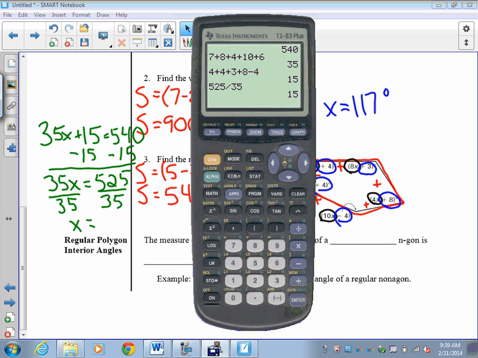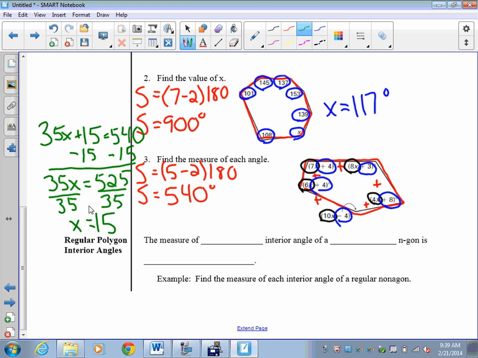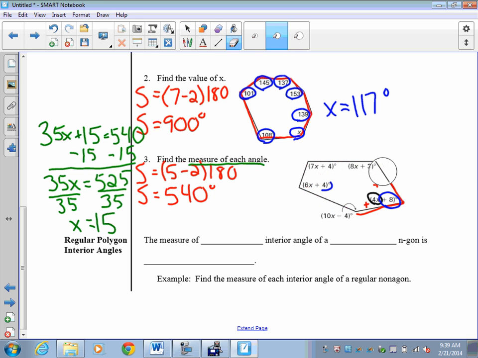So x is going to be equal to 15. I always want to check, did I solve it? No, I didn't. I need to find the measure of each angle. So I'm not going to complete this for you. I want you to complete this on your own. I'm only going to find one angle for you.